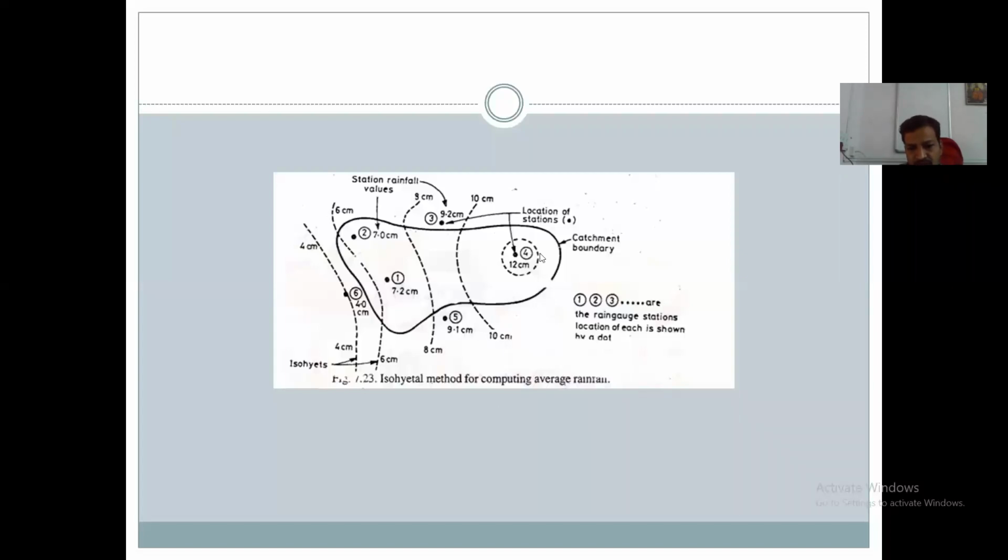On the map, first the catchment area boundary is drawn, and a suitable scale is taken.